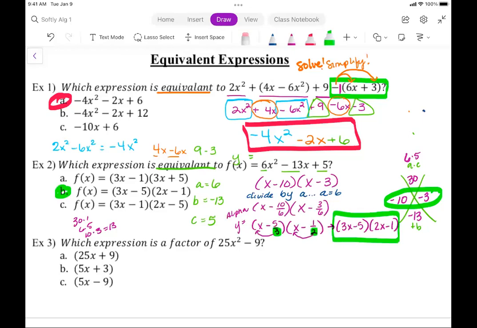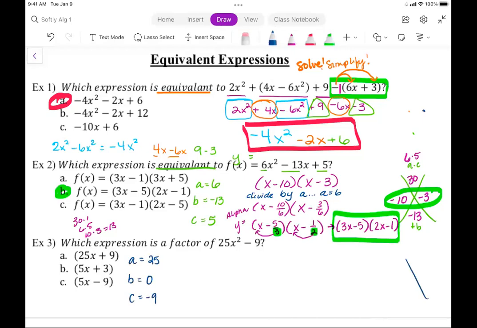All right, you're going to need to try example 3 on your own. I'll start you off though. I know my A, my B, and my C. My A value is 25. My B value, since I don't have a number followed by an X, my B value is going to be 0. And then my C value is going to be negative 9.